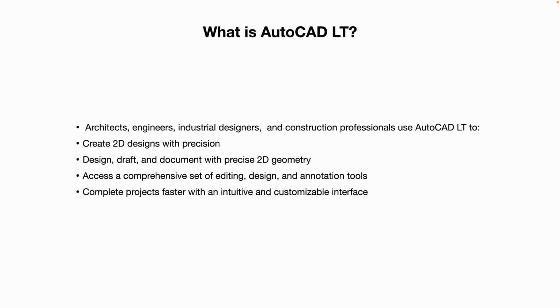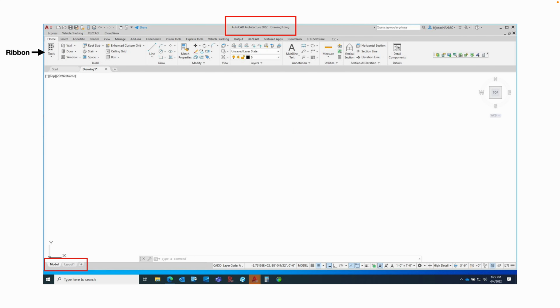You can create your 2D designs with precision. Design, draft, and document with 2D geometry. Access a comprehensive set of editing, design, and annotation tools, and complete projects faster with an intuitive and customizable interface. So here's the interface, and this is for AutoCAD Architecture 2022, which I currently use at work. But the interface is fairly similar, whether it's AutoCAD LT, AutoCAD Architecture, etc.